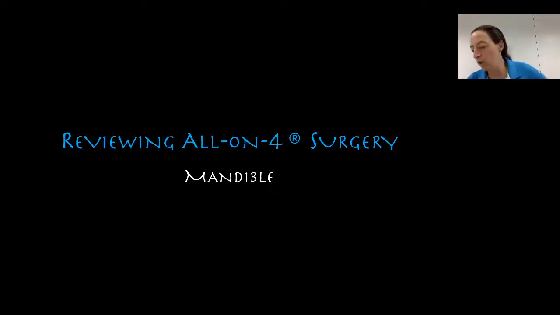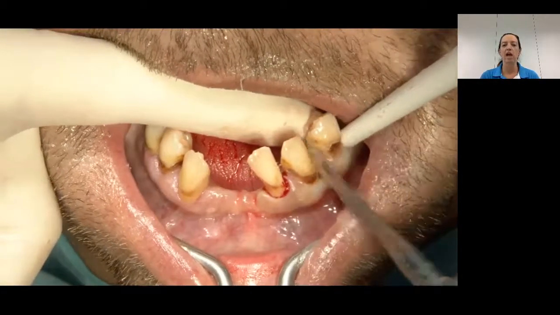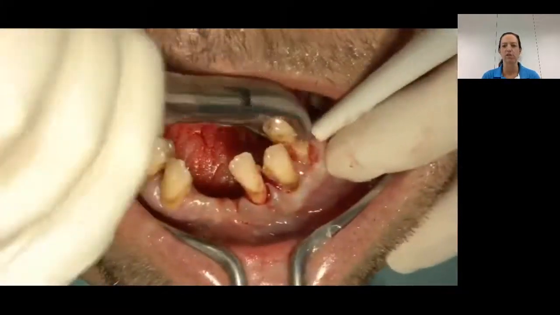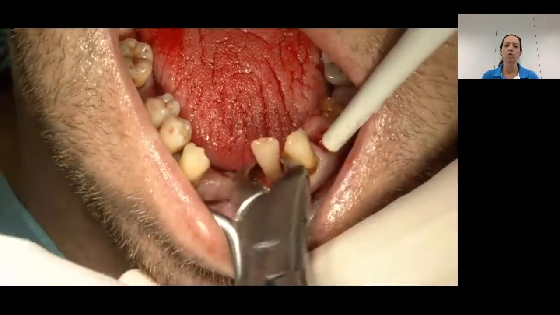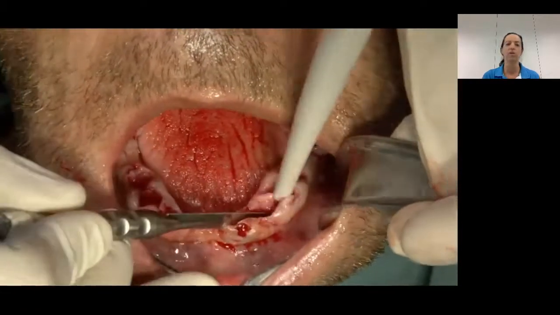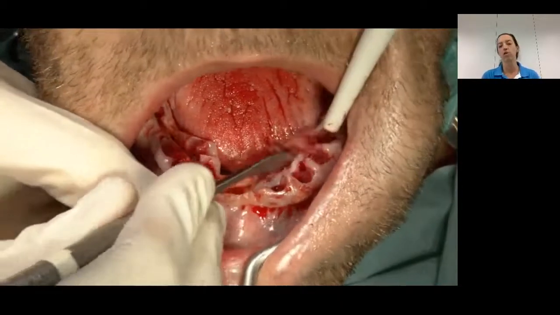And now we are going to talk a little bit about the mandible. When we go into the mandible, you will see that the protocol is more or less the same. So we start by seeing this surgery. We had this patient that had some periodontal disease, had some mobility of the teeth, and did not have a good occlusion. So in this case, the treatment plan chosen with the patient was to extract the teeth and to go for an all-on-4.